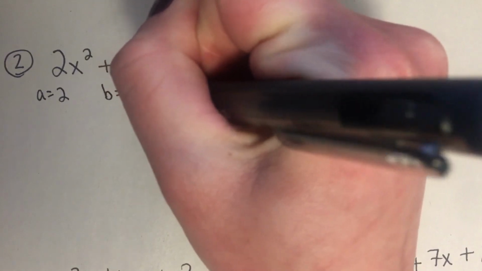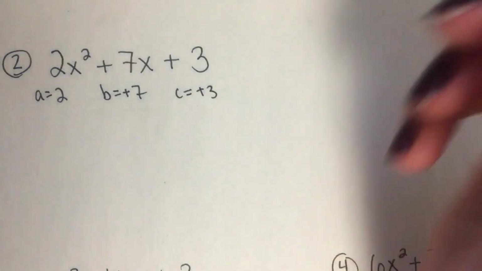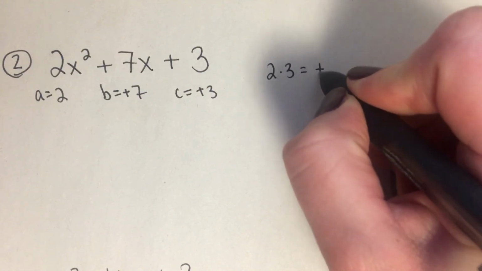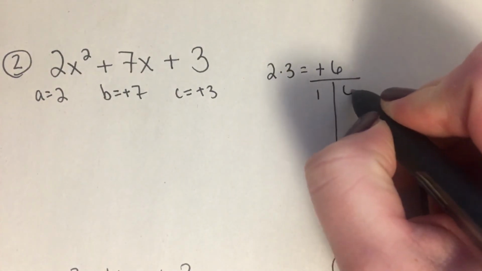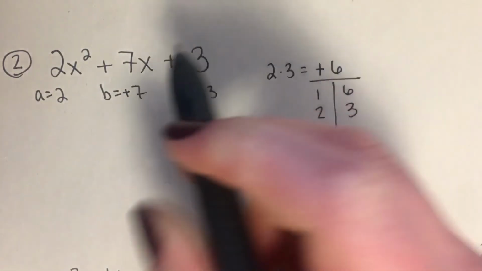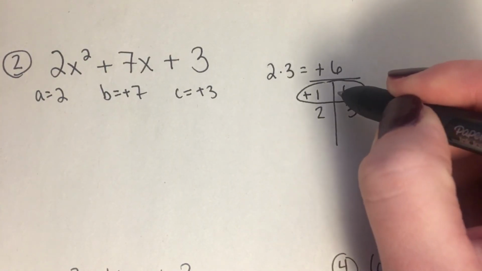For here, I have a equals 2, b equals 7, and c equals positive 3. So once again, I'm going to multiply this 2 times 3 because that's a times c. So 2 times 3 is going to get me a positive 6. List the factors: 1 and 6, 2 and 3. Which two factors are going to help me make 7? Well, 1 and 6, if they are both positive.